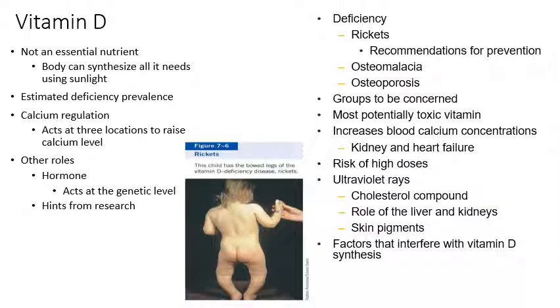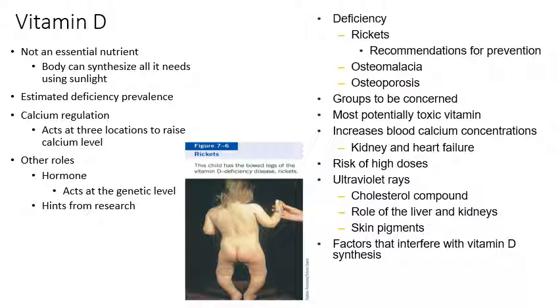Vitamin D is not an essential nutrient. That means you don't have to consume foods that have vitamin D because the body can synthesize all it needs using sunlight. So by having sunlight, your body can synthesize vitamin D.